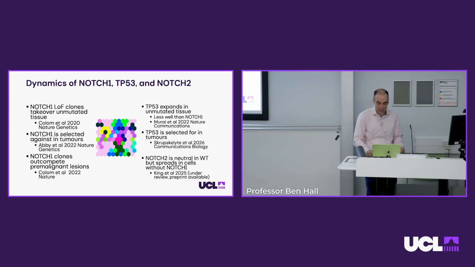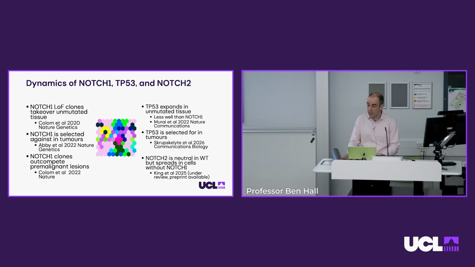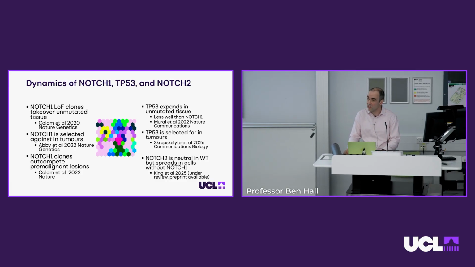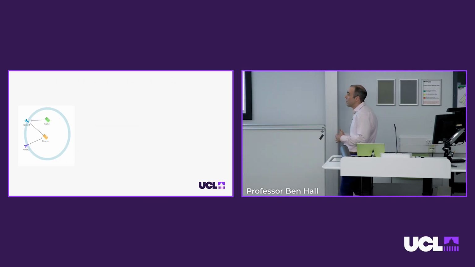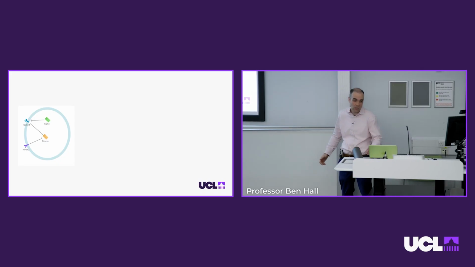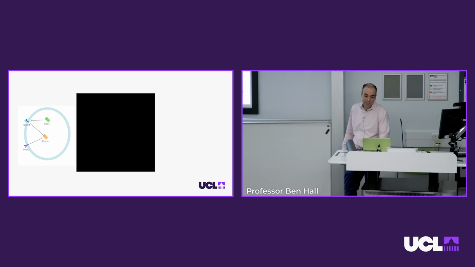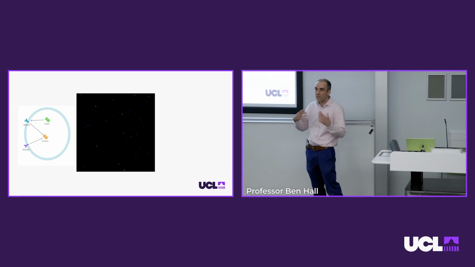So how can we understand this? How can we use this to build a model of the interactions between these three genes and gain new insights? Well, again, we can go back to the BMA and build these logical models describing how the fitness is controlled by different mutations. We can embed this in a model of the tissue, the evolution of the tissue.